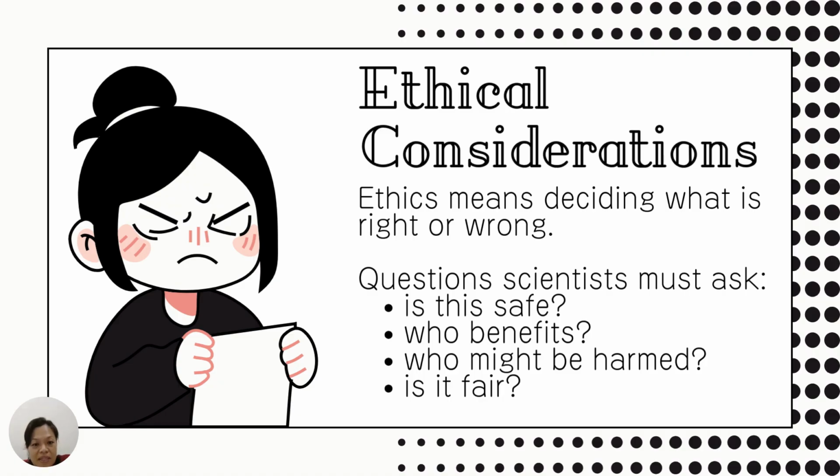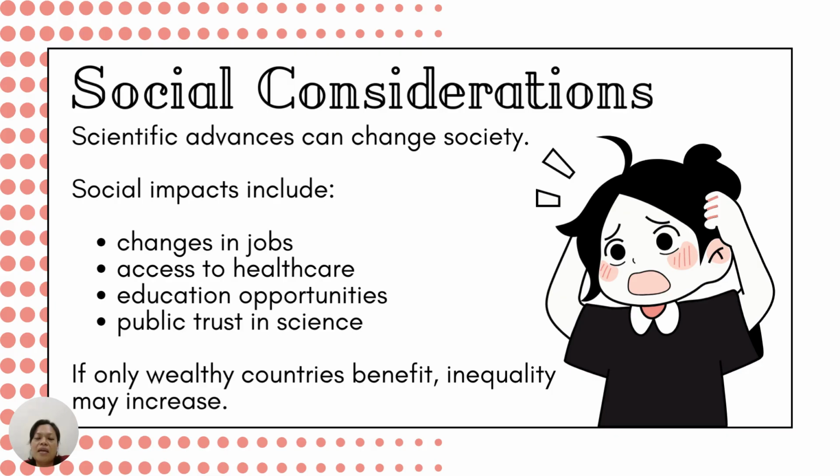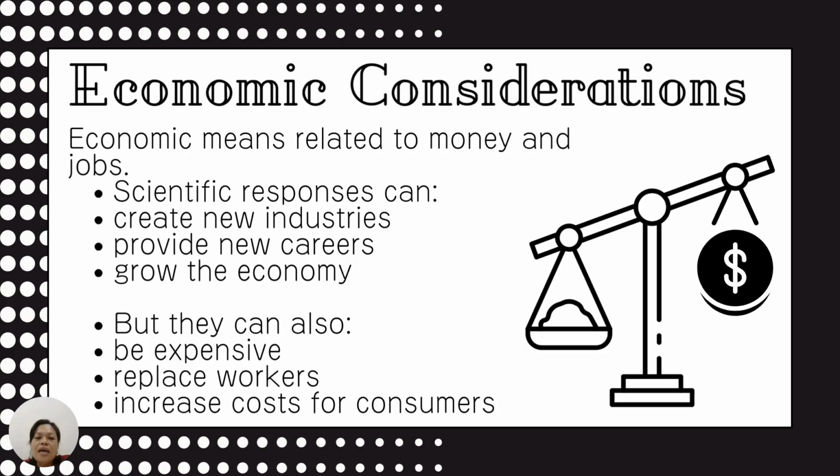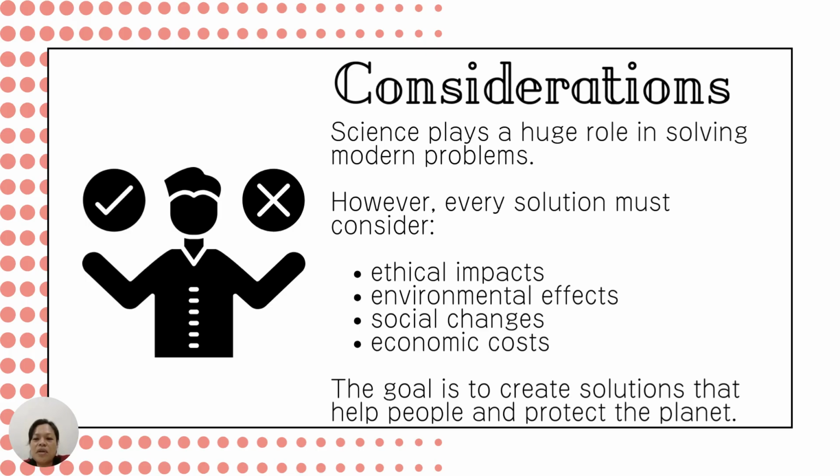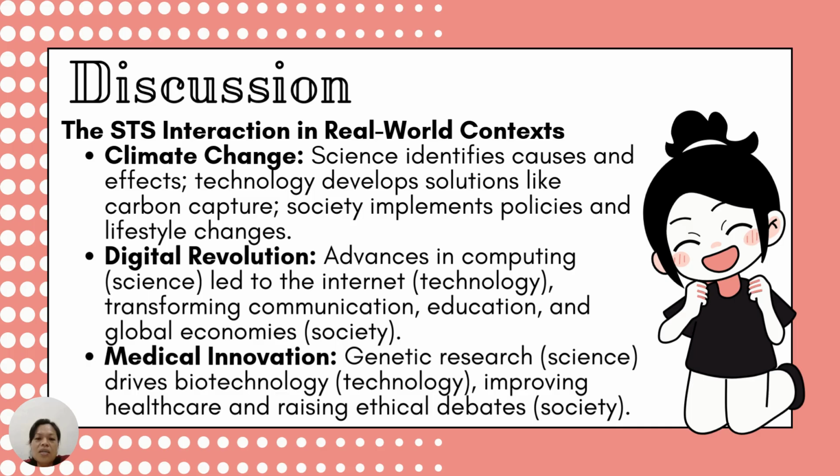Is it safe, who benefits, who might be harmed, and is it fair to non-living or living creatures. In social consideration, social impact includes change in jobs, access to healthcare, education opportunity, and public trust in science. And in economic consideration, society is looking at whether things become more expensive, whether AI or robotics will replace workers, that people get jobless, and increased cost for consumers. So all these considerations of STS, science and technology, will give impact to society.